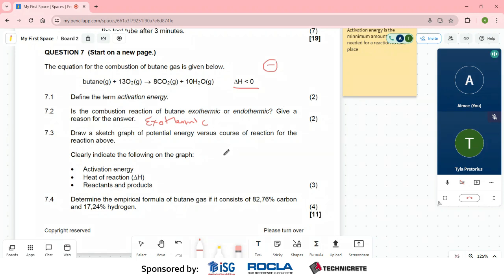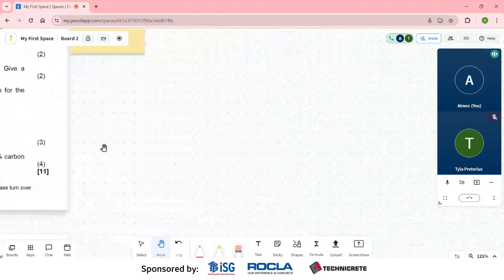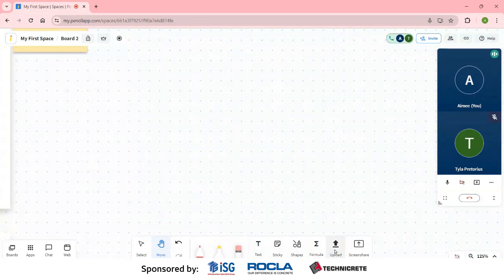Okay. Then it says 7.3, draw a sketch graph of potential energy versus course of reaction for the reaction above. Clearly indicate the following on the graph: the activation energy, the heat of the reaction, and the reactants and the products. Okay, so this is your typical graph used to basically show you the difference between endothermic and exothermic. So I'm going to draw the graph you needed for this one.